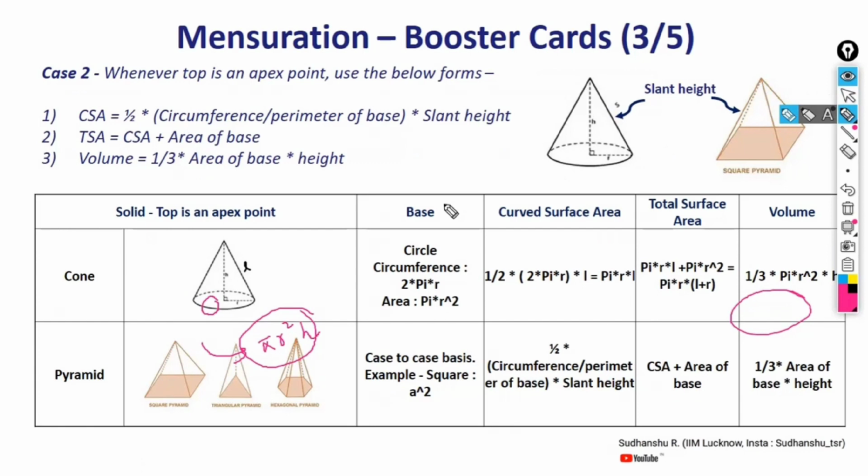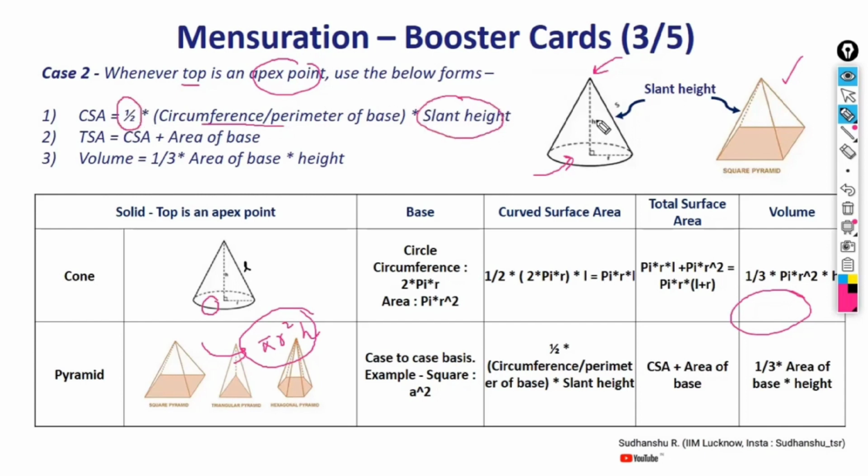Second classification is whenever top is an apex point. For example, in case of a cone, you don't have the bottom same as the top. You have a circle in the bottom and on the top you have a point. Similarly with pyramids, right? So whenever such conditions are there, then the curved surface area will always be circumference, half of that into the slant height.